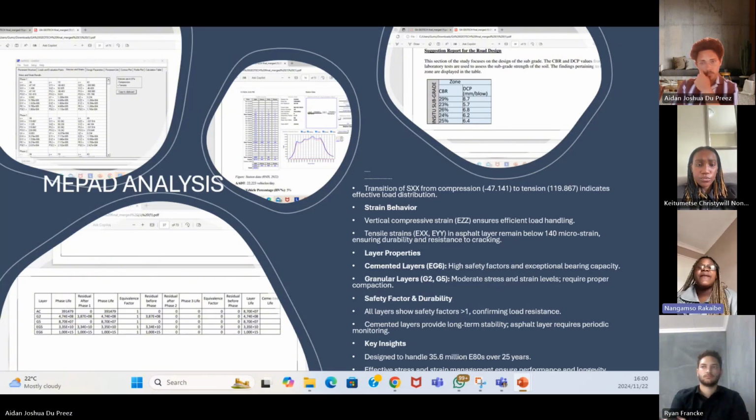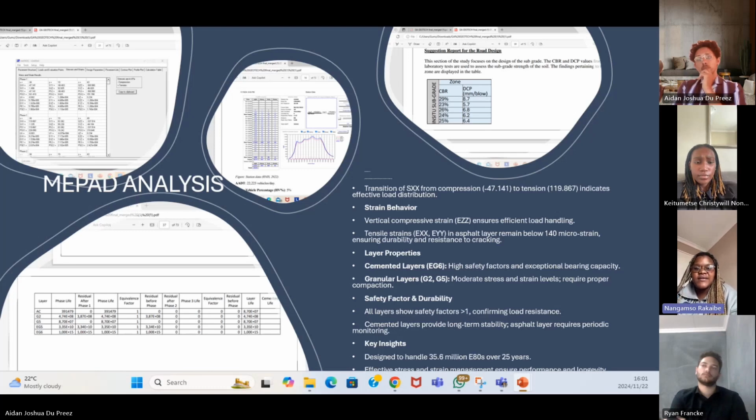The takeaway from the MEPAD analysis was that the pavement structure, with its combination of the cemented and granular layers, provides significant strength to withstand 35.6 million E80s over the design period of 25 years. The analysis confirms that the pavement design is resilient under expected traffic loads and climatic conditions. Although the asphalt layer is durable, it will require periodic maintenance due to its susceptibility to fatigue under repeated loads. The cemented layers ensure the pavement's long-term stability and reduce the risk of failure, supporting both the traffic load and environmental factors.